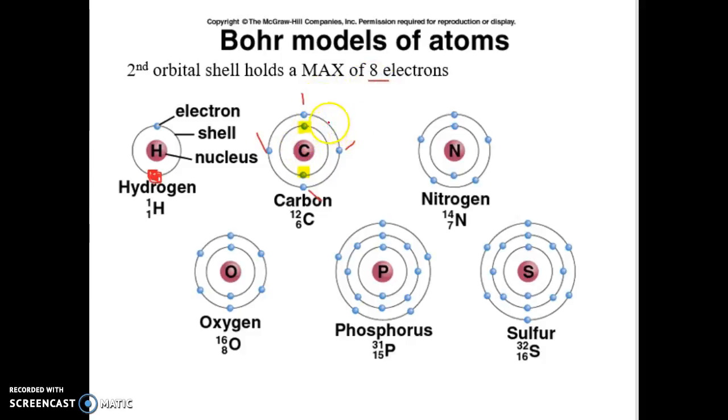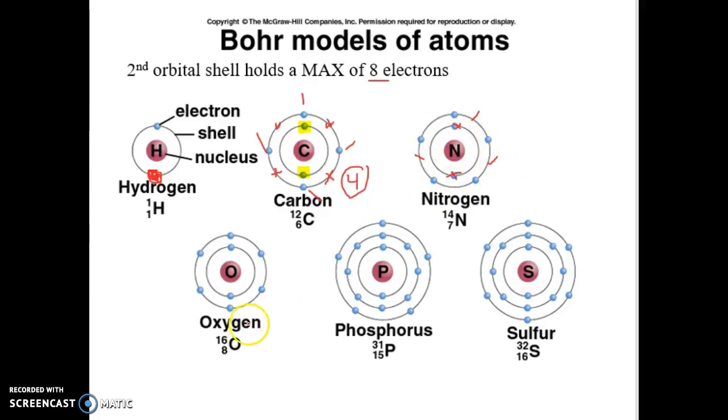It wants 8. So carbon needs 1, 2, 3, and 4. Carbon wants 4 more in order to be complete. So this is what will often cause carbon to bond in certain patterns, is its desire to get 4 more electrons in forming bonds. We look at nitrogen. First shell is complete. We're good here. 1, 2, 3, 4, 5. It's trying to get to 8. So we need 1, 2, 3 more, and then nitrogen is complete.